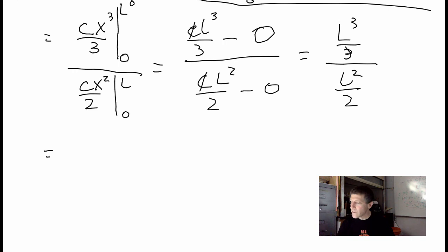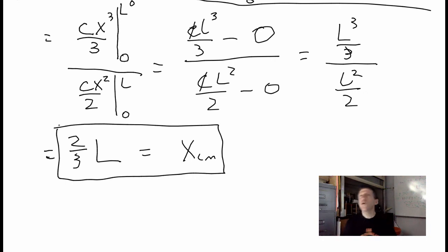We get 2/3 of L. Guess what, folks? That is the center of mass of this thing. It's that easy. 2/3 of L. Notice what's cool about this. What canceled and doesn't even matter? The constant C. So in other words, if the linear mass density is 2x, or if the linear mass density is 3x, or if the linear mass density is any number times x, you still get 2/3 of L.